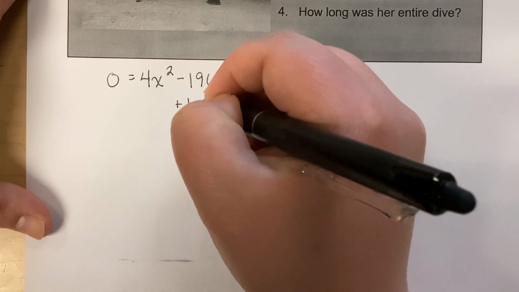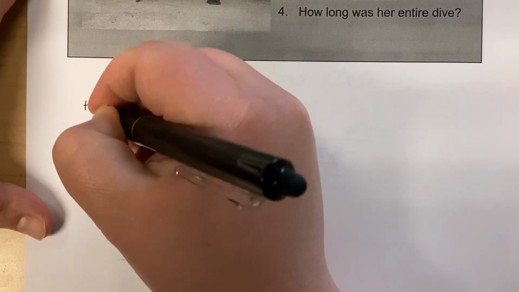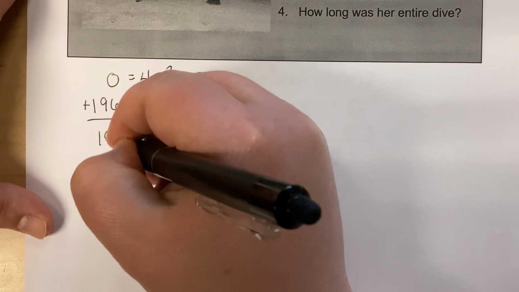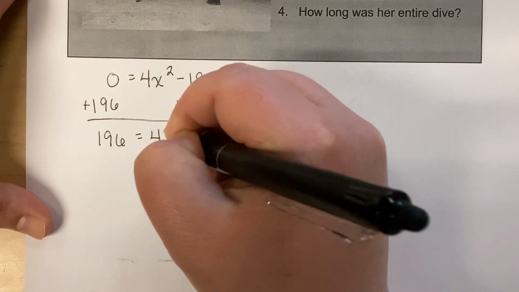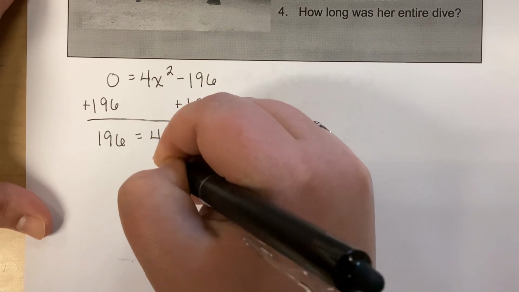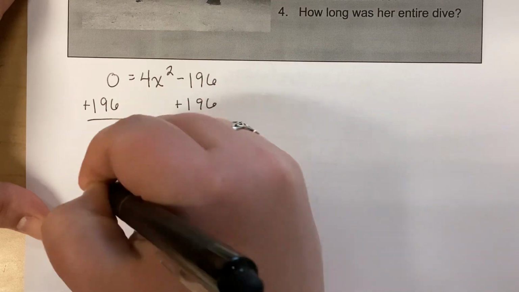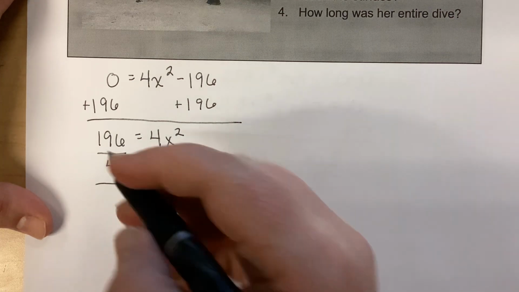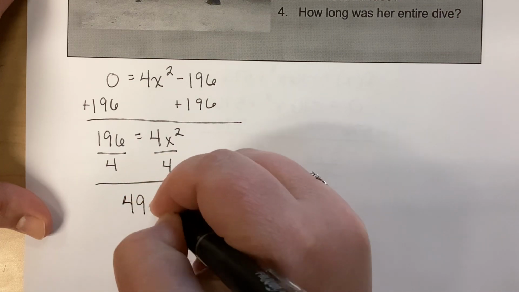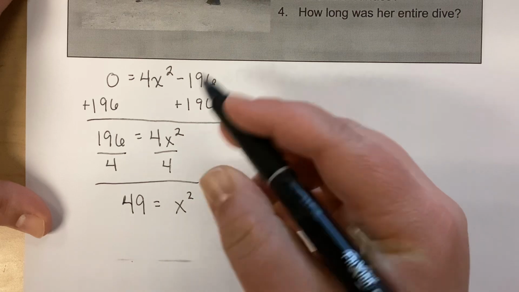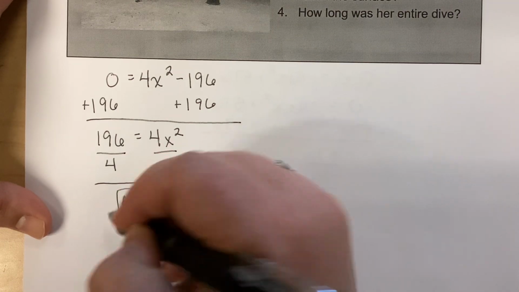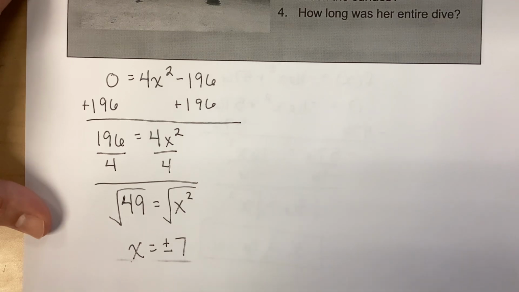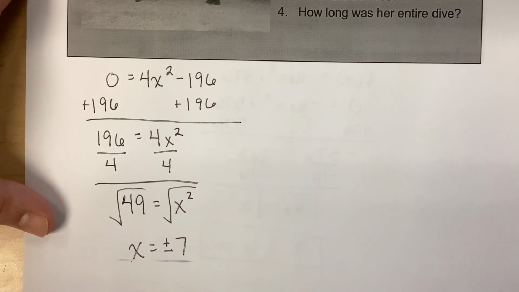So we're still doing 0 equals 4x squared minus 196. So I'm going to add 196 to both sides. And I get 196 equals 4x squared. Divide both sides by 4. 196 divided by 4 is 49. So we have 49 equals x squared. So I'm going to square root both sides, and I get x equals plus or minus 7. Okay, so those are your two solutions.